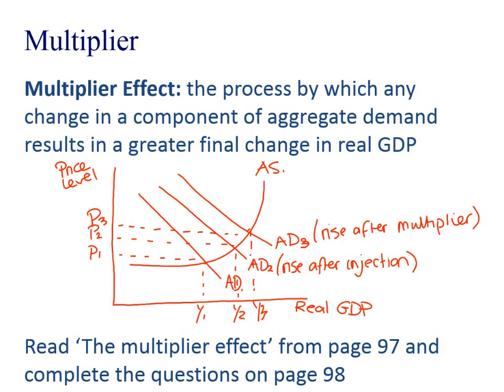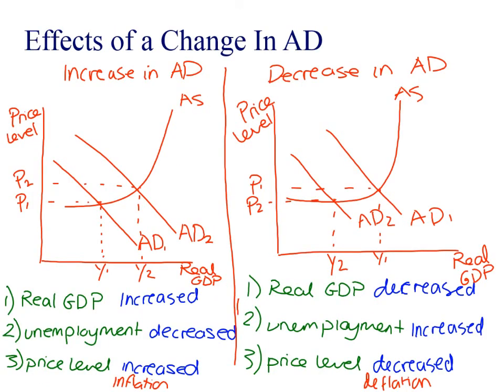So you get this initial increase, the rise after the injection, but the multiplier effect, which keeps it feeding through the economy, actually causes a larger increase in real GDP. But it does work the other way as well. So if you cut that government spending, you might find that real GDP falls by a greater level than the amount that you cut it by. So if you cut it by 2 billion, you might find that real GDP actually falls by 7 billion. So it can be good and it can work against you as well.